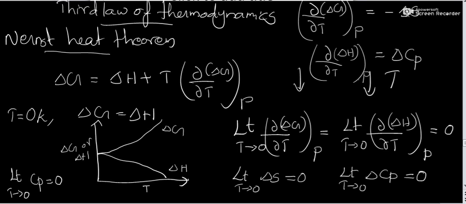But for an actual crystal, there may not be perfect order even at 0 Kelvin, so that its entropy is not 0 but a finite value at 0 Kelvin.